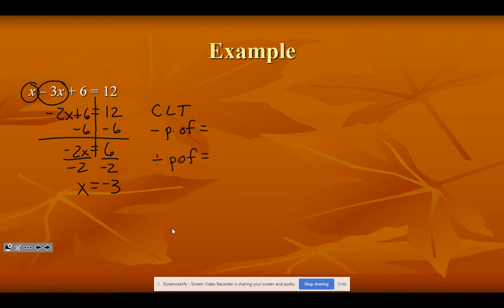For my check, I'll put in negative 3 minus 3 times negative 3 plus 6 equals 12. I'll then simplify by doing order of operations. And I only have to do that on the left side here. So now I have negative 3 plus 9 plus 6 equals 12. And then adding those all together gives me 12 equal to 12. And my check.